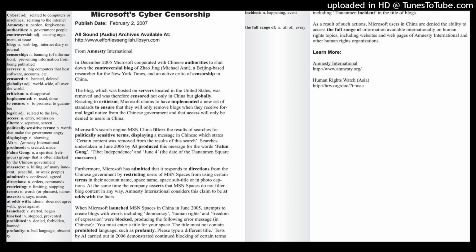So Microsoft's internet censorship. Censorship means to ban a piece of information. It means you stop the information from being published. So usually governments do this. The government does not want people to read something or to hear something or to see something, so they stop it from being published. That is called censorship. When the government does that, it's called censorship. Some companies also do it. In this case, it's a government and a company working together. Okay, so Microsoft cyber censorship.